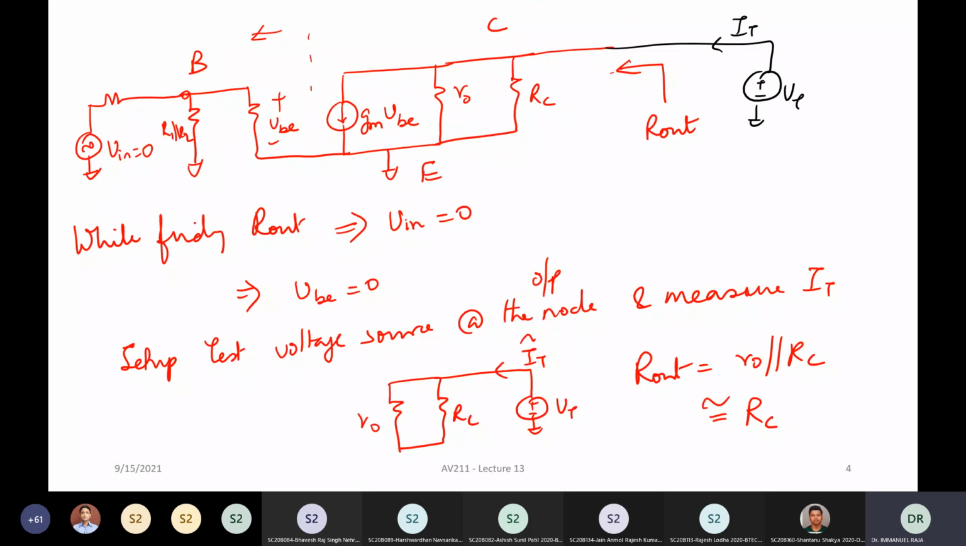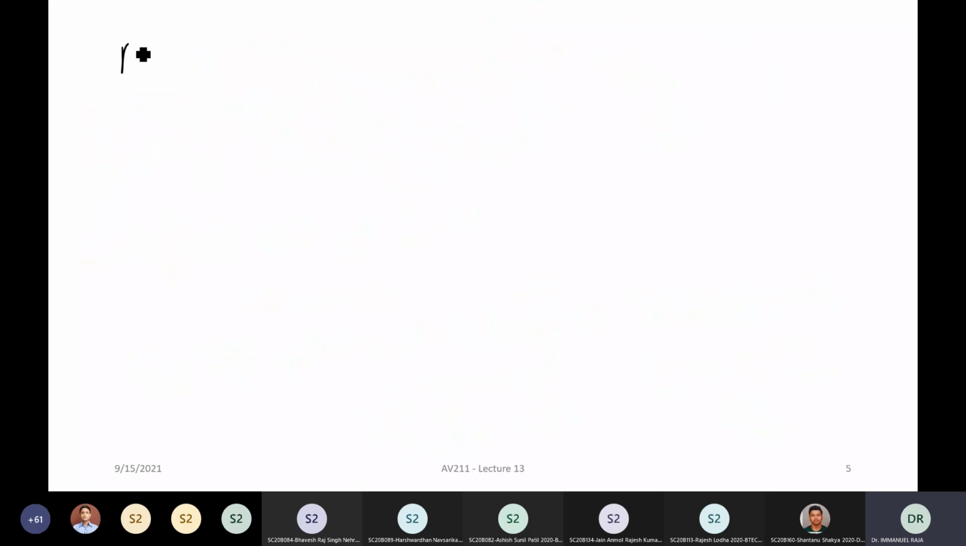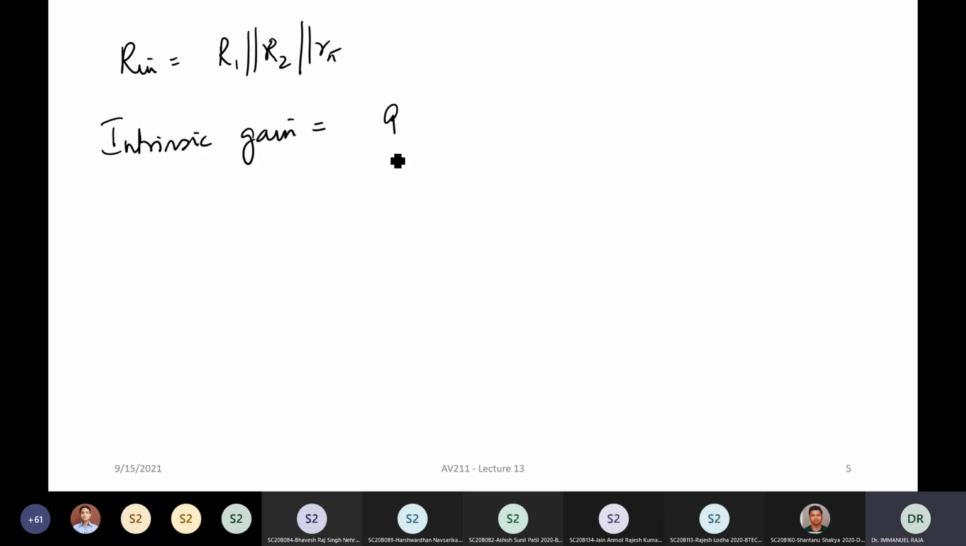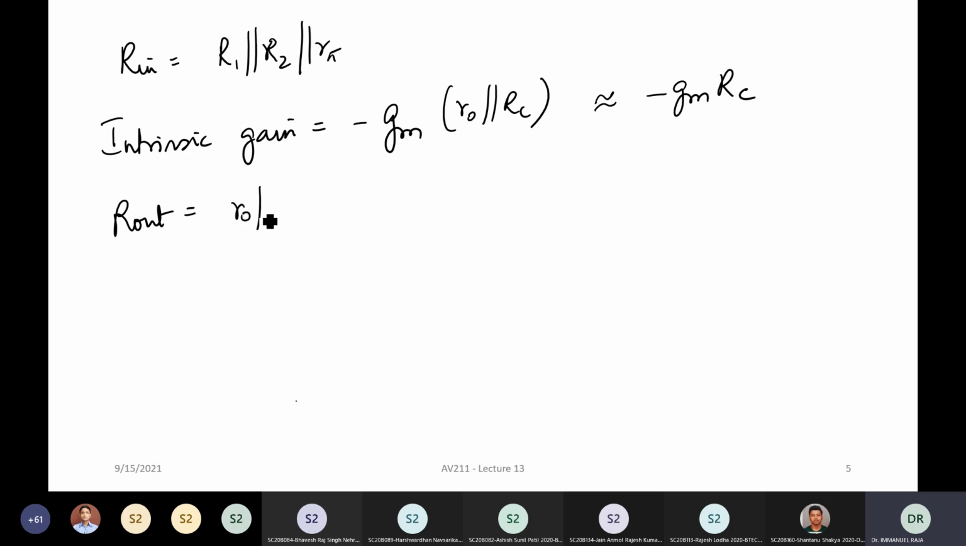All right. So in this particular amplifier, we have seen that your Rin is going to be R1 parallel to R2 parallel to R pi. My gain is going to be given by the intrinsic gain of the amplifier. Gain of the amplifier is given by what? GM times RC. The more exact expression is R0 parallel to RC, with a minus. It can be approximated as minus GM times RC. The output impedance is given by R0 parallel to RC, which can be approximated to be RC.